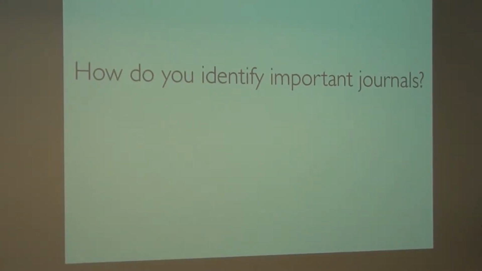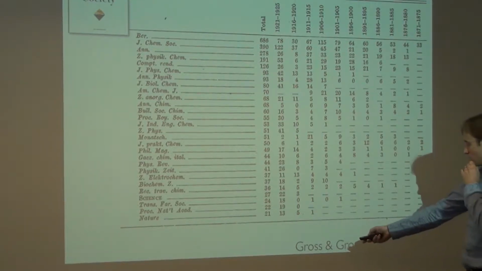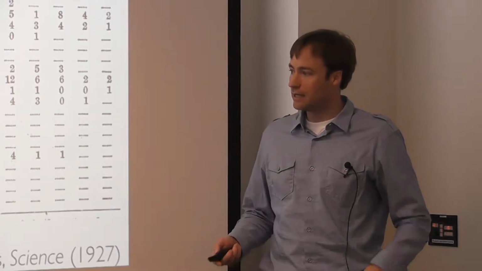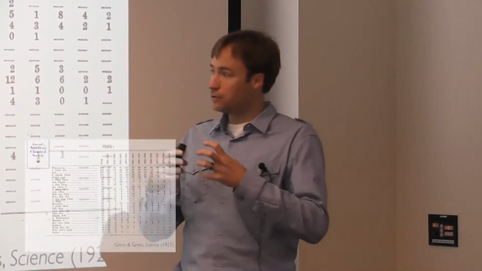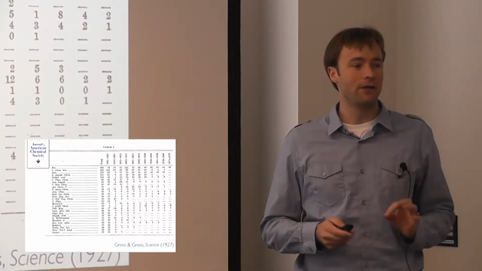Before I could answer that question, I had to figure out what had been done before. So I started following my own citation trails, and I found a really important paper in 1927 by two people, Gross and Gross. They were two chemists at Pomona College, a small liberal arts college in California. They were starting a PhD program in chemistry, and they needed to figure out how to put together a collection of journals in their library for a very limited amount of money.